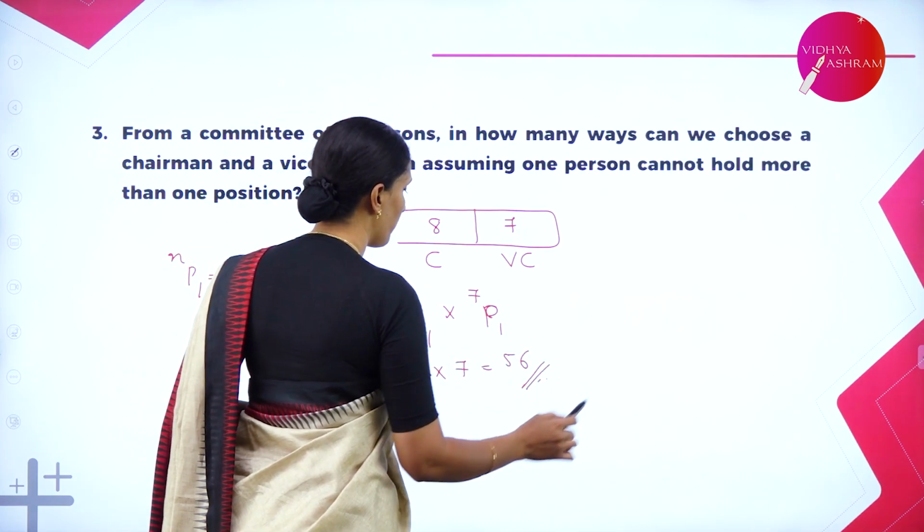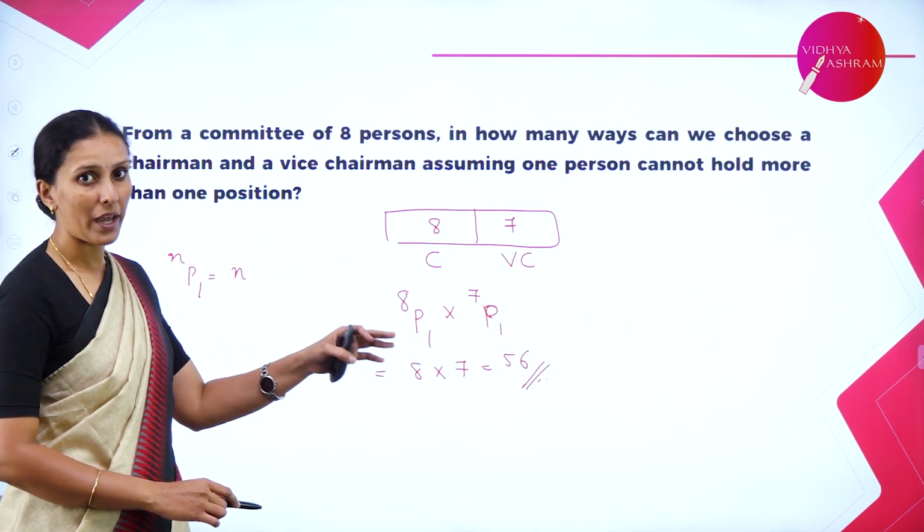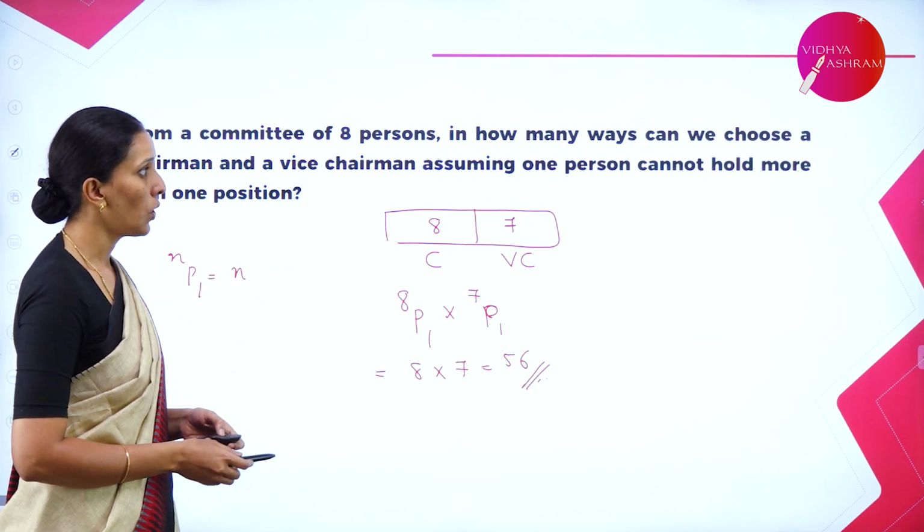So, therefore, we can choose 56 ways of choosing a chairman as well as vice chairman.